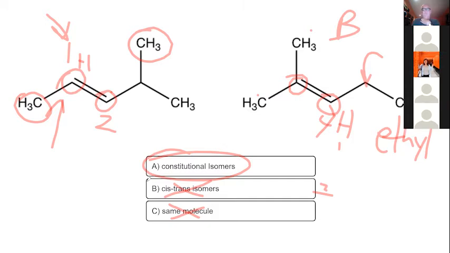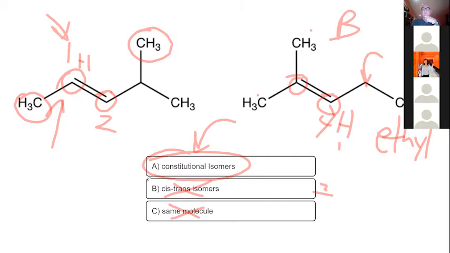They have the same components, they're just arranged differently. They have the same formula, but they're not the same molecule. Just because two molecules have the same formula does not mean they're the same. They're isomers of each other.